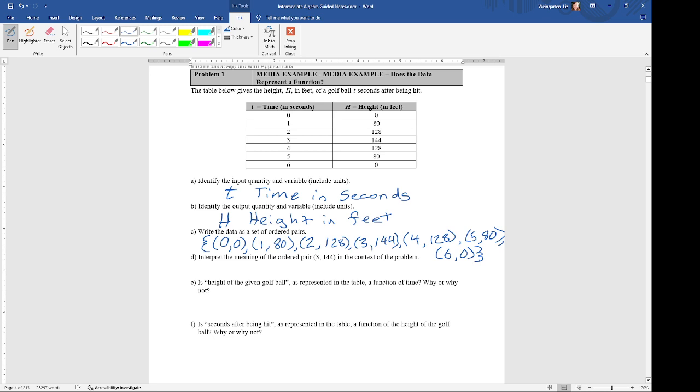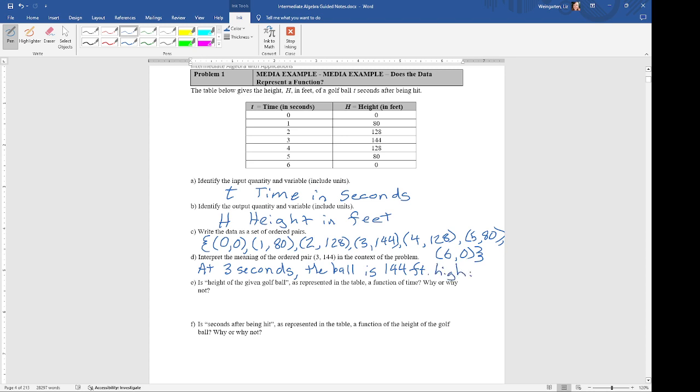Interpret the meaning of the ordered pair 3, 144 in the context of this problem. So our input is 3 seconds. Our output is a height of 144 feet. So at time 3 seconds, the ball is 144 feet high.